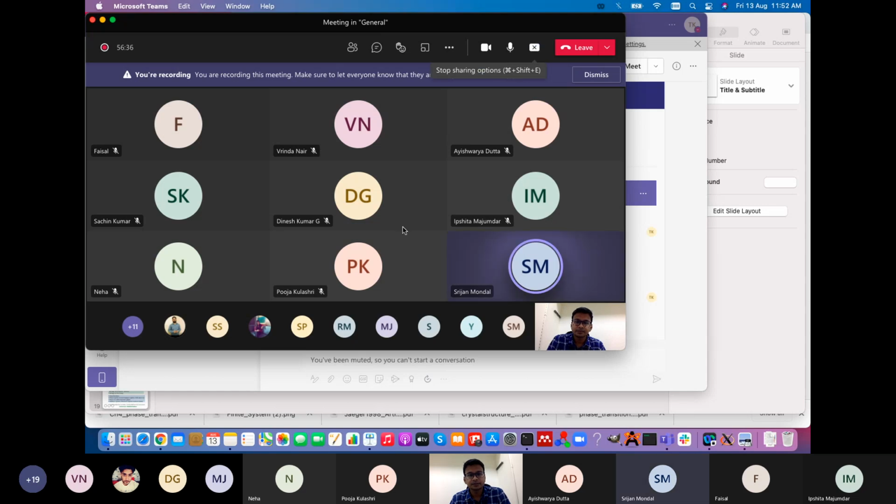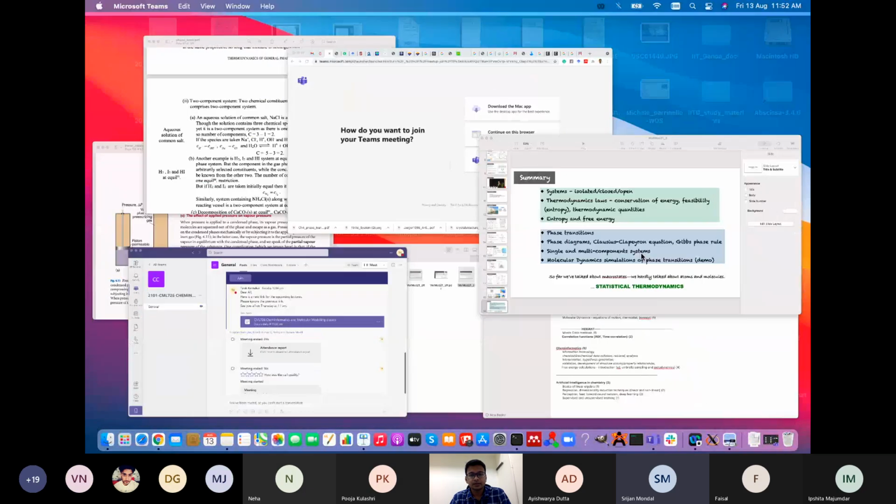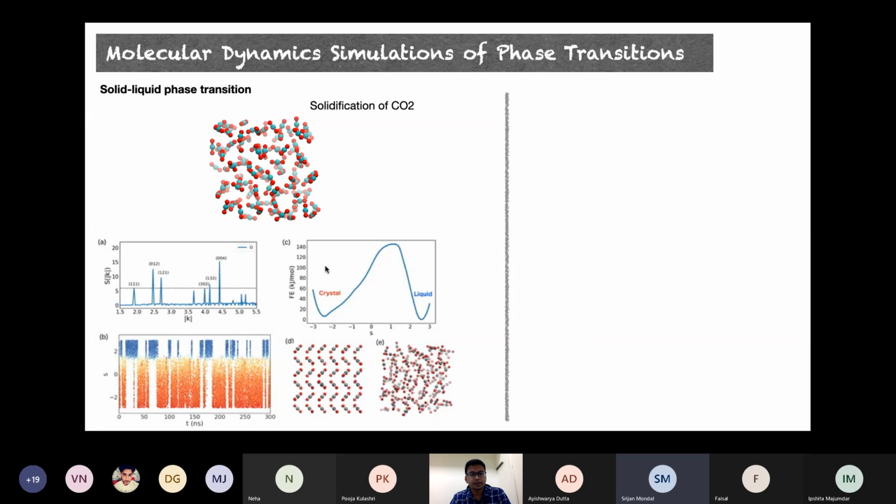Sir, can you just go back to the last slide where you said the molecular simulations? So actually, what are we doing in that molecular simulation? Are we only changing the phases in the simulation or other things? So the purpose of the simulation was to understand how we can go from the liquid CO2 to solid, so we want to study the disorder to order transition.